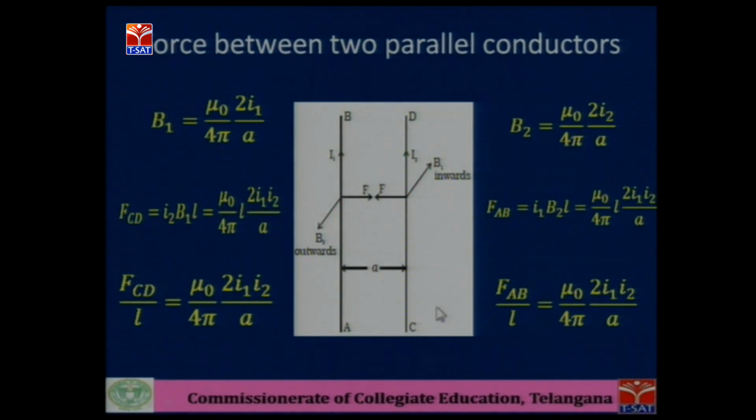If we see these two equations, the right hand sides are the same: mu naught by 4 pi 2 I1 I2 by A, and here also mu naught by 4 pi 2 I1 I2 by A. So these two forces are equal, but they are attracting each other. So if we place two parallel conductors, they will be attracted to each other.